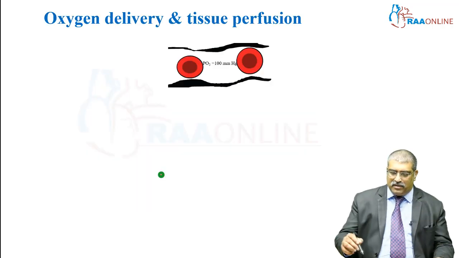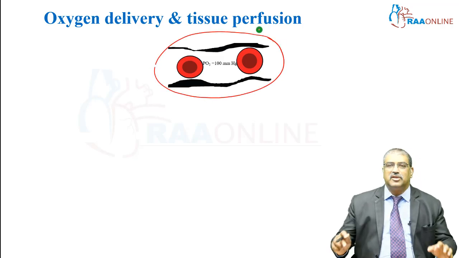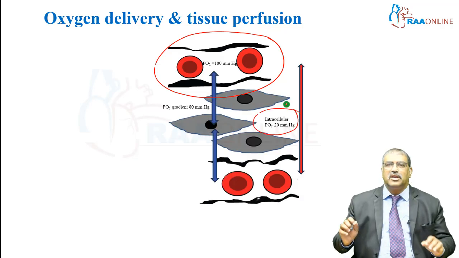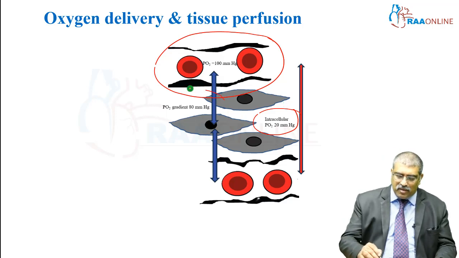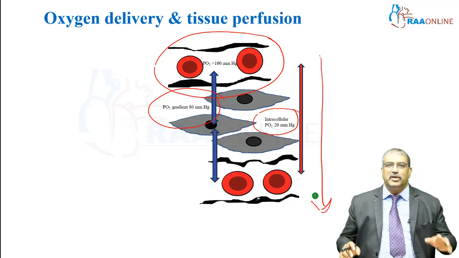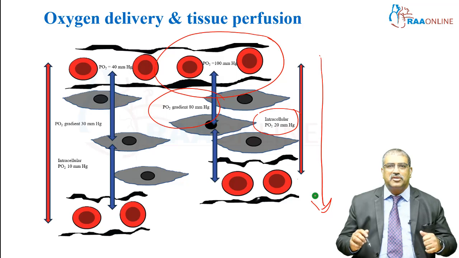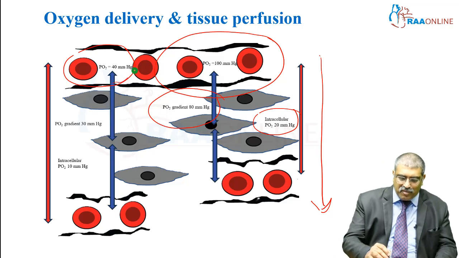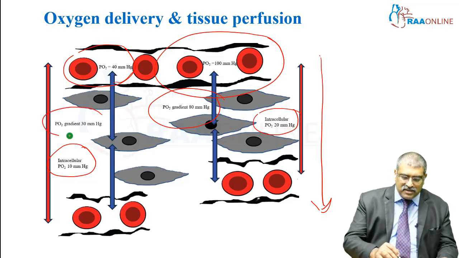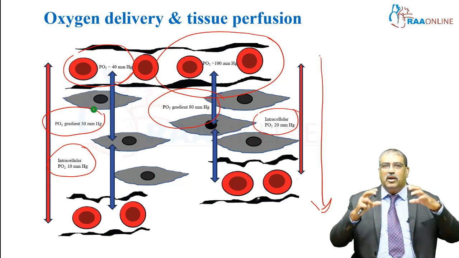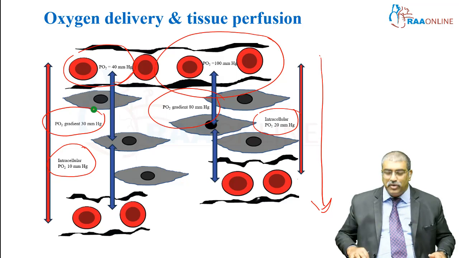At the arterial end, the partial pressure of oxygen is around 100 millimeter of mercury and the intracellular PO2 is around 20 millimeter of mercury. So there is a PO2 gradient of 80 millimeter of mercury which pushes the oxygen into the tissue. At the venous end, after oxygen utilization, the PvO2, partial pressure of oxygen in the venous blood, is around 40 millimeter of mercury and the intracellular PO2 is around 10. So the gradient is 30 millimeter of mercury. This gradient of oxygen is very important in oxygen delivery from the vessel to the tissue.